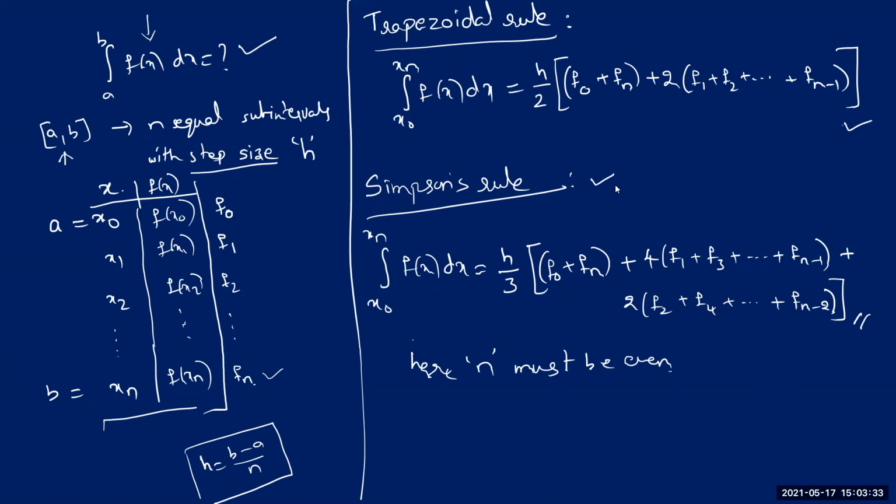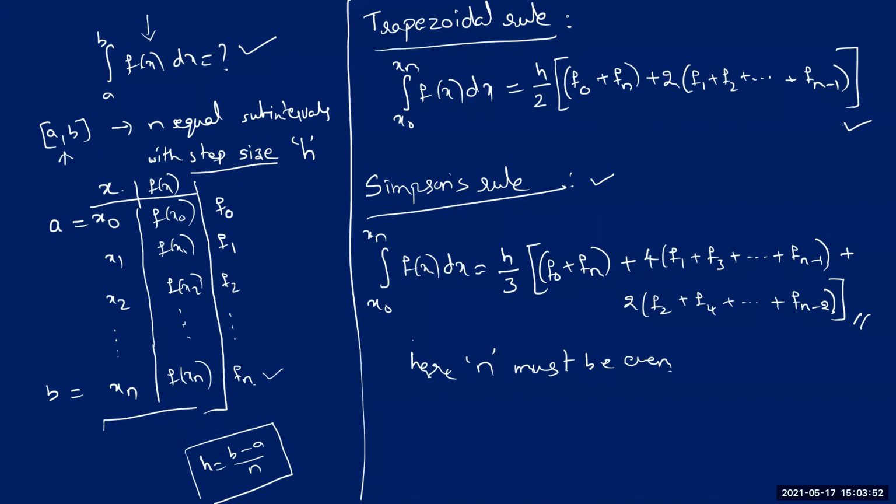So anyway, we don't use these two methods in different problems. For each problem, we use both the methods to find the integral value. And of course, we can compare them. So since we use both the methods for the same problem, I suggest you take only an even number of subintervals every time.